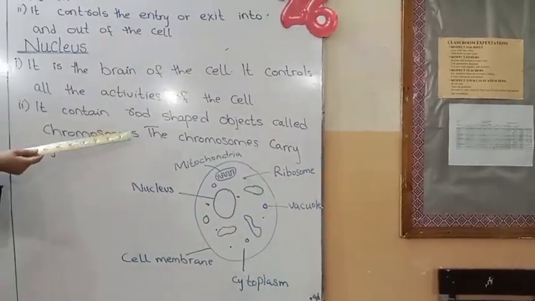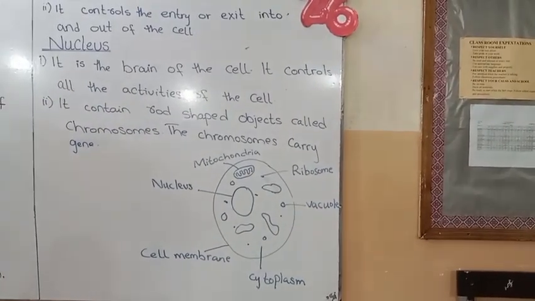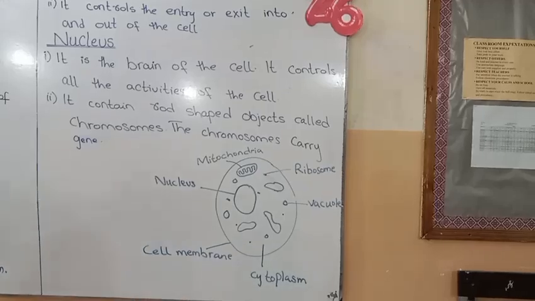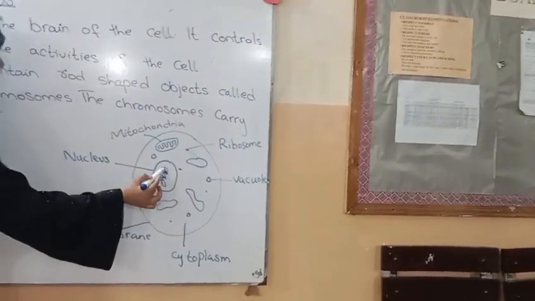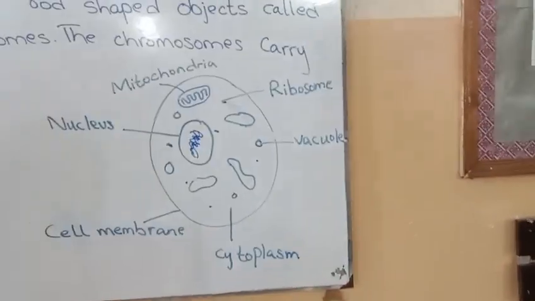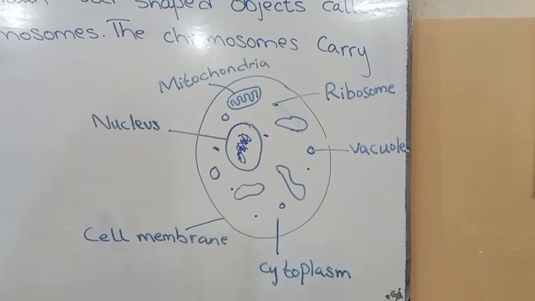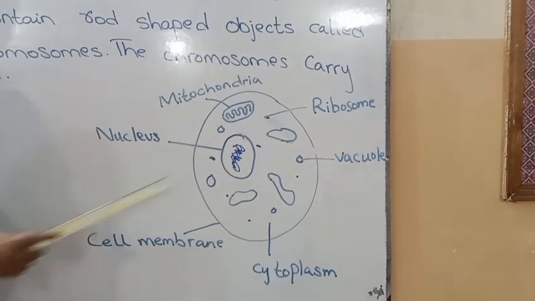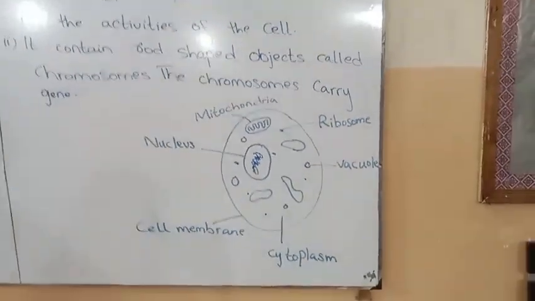It contains rod-shaped objects that are called chromosomes. Inside the nucleus there are rod-shaped structures, and these are called chromosomes. And chromosomes carry genes. Genes are hereditary material that is present on the chromosomes.